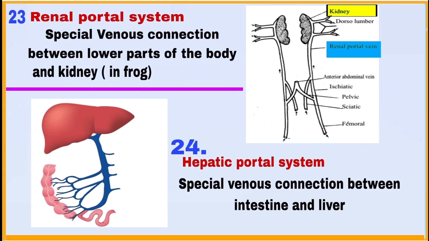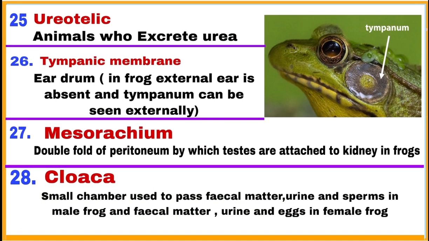Special venous connections between lower part of frog and kidney is called renal portal system, and special venous connection between intestine and liver is called as hepatic portal system. Frogs are ureotelic as they excrete urea. External ear is absent in frog, so eardrum or tympanum can be seen externally in frog.